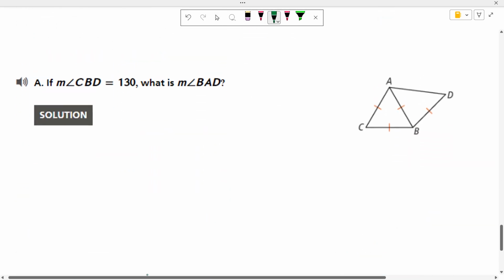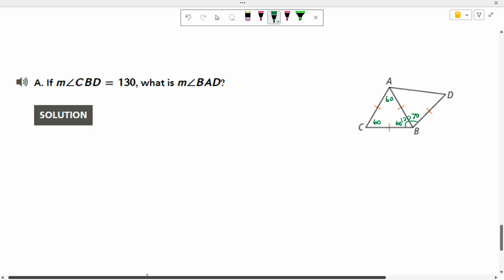So if CBD, this whole thing right here is 130, what are the rest of the angles? Well, in an equilateral triangle, there's 3 congruent angles. How many degrees are in an equilateral triangle? 180. What's 180 divided by 3? So this is 60, this is 60, and this is 60, which makes this 70.